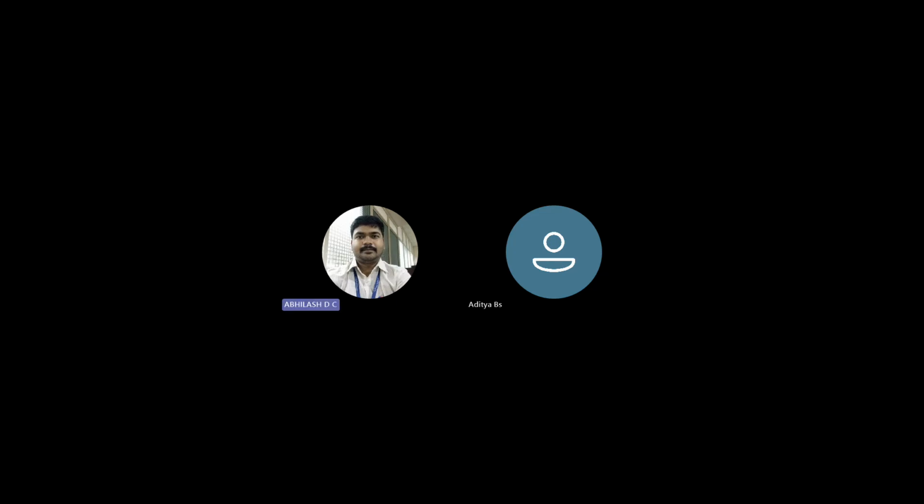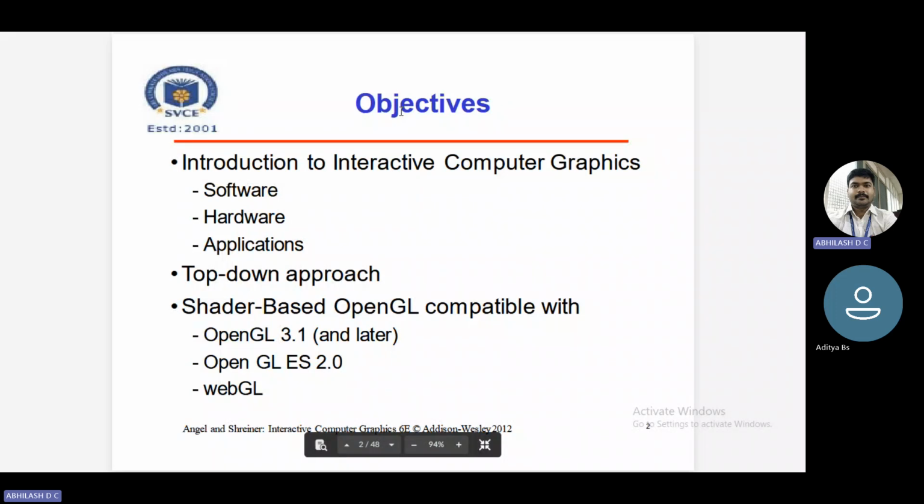We look into a few basic things in module one which are needed and which are helpful for us. Anyhow, to start with the introduction of computer graphics, we know that the objective is about software, hardware, and applications.